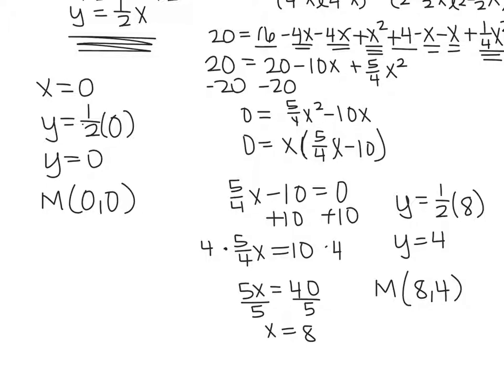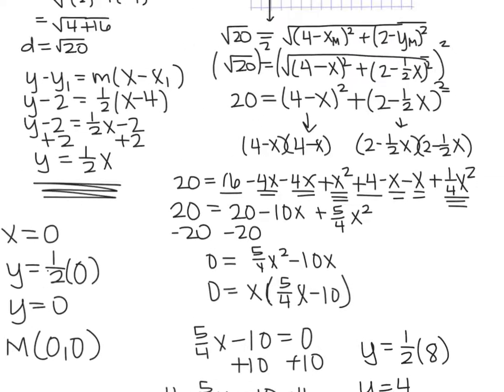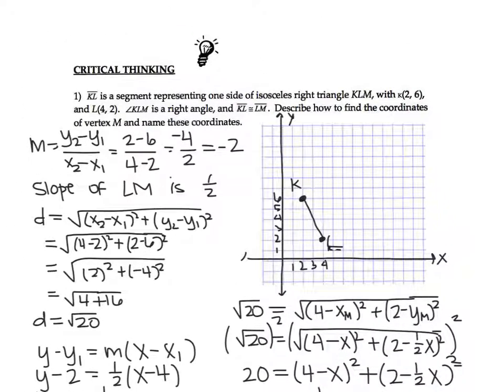requirements of my problem. So if we go back up and graph these two possibilities, so the first possibility for the location of my point M is 0, 0, which is the origin. So point M could be at 0, 0. The other possibility is that it is at 8, 4. So if I go 5, 6, 7, 8, and then I go up to 4, I'm going to have point M.